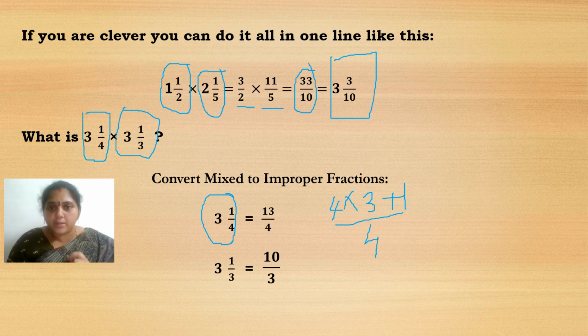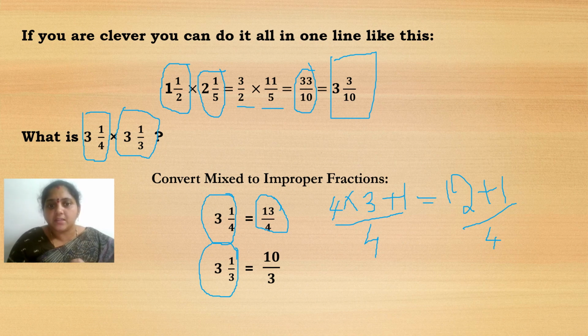Now, when you are doing like this, you will be getting 12 plus 1 divided by 4. What is the answer now? Your fraction now is 13 by 4. In the same way, 3 1 by 3 also you are converting. 3 3s are 9 and plus 1 you are adding here. 3 3s are 9 plus 1, your answer is 10 and the denominator will be the same, that is 10 by 3.